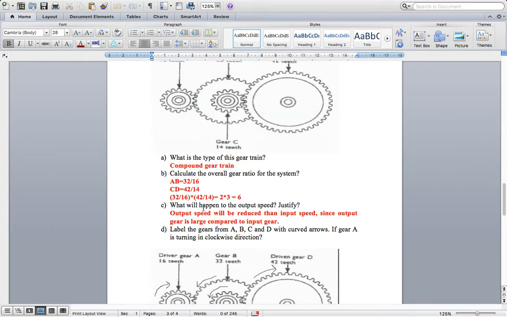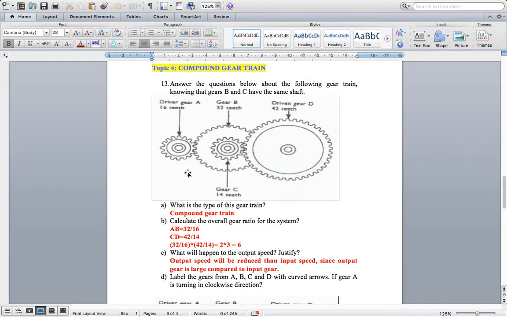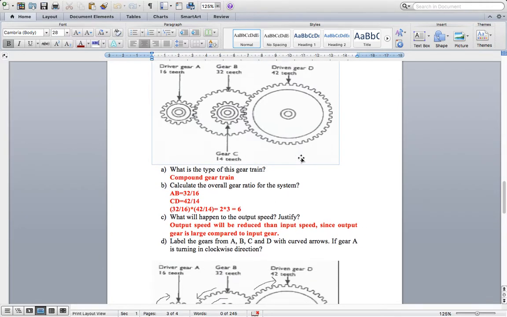Question C. What will happen to the output speed, justified? Just look at the gear teeth of the input and output. Here, gear A has 16 teeth. Gear D has 42 teeth. Which one is larger? Of course, gear D is the bigger one, right? So it will move slower. So the output speed will be reduced compared to the input speed, because the output gear is larger compared to the input gear.